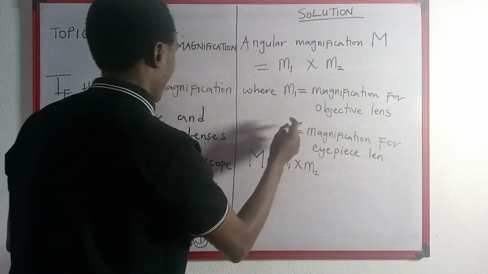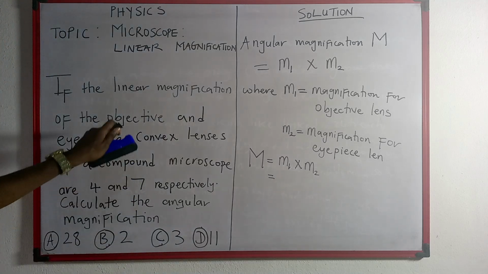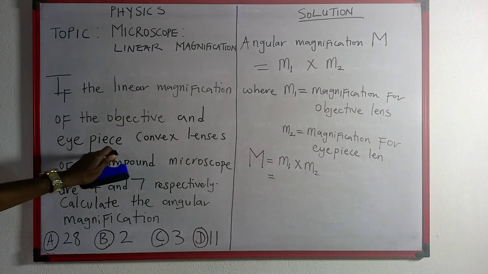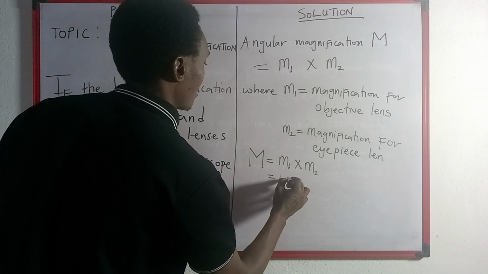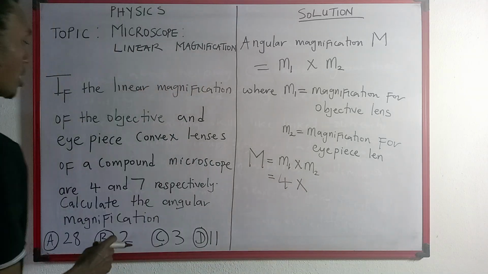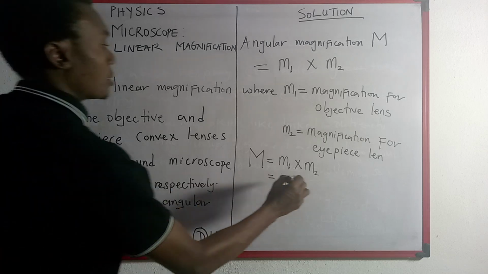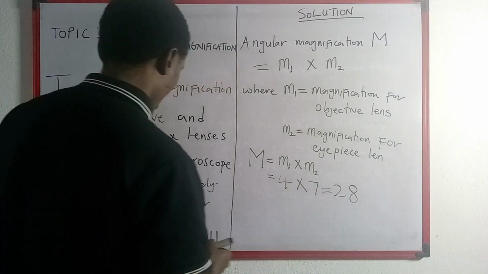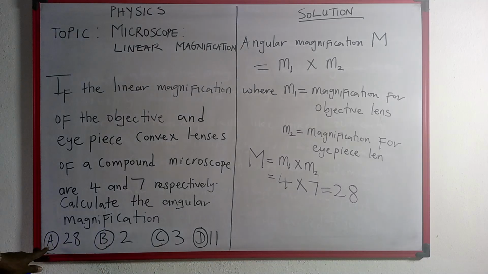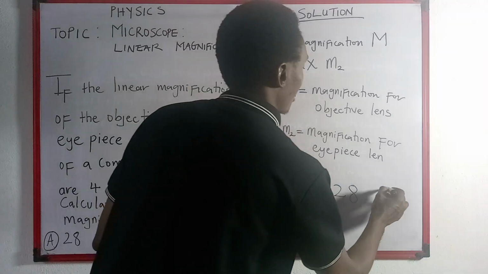So getting your angular magnification, M1 times M2. So what is our M1 from the equation? Our M1 objective and eyepiece respectively. So our M1 is 4. Put your 4 here. Our M2 is what? 7. Put your 7. 4 times 7, 28. So you want to check your answer. The answer is what? Option what? A.